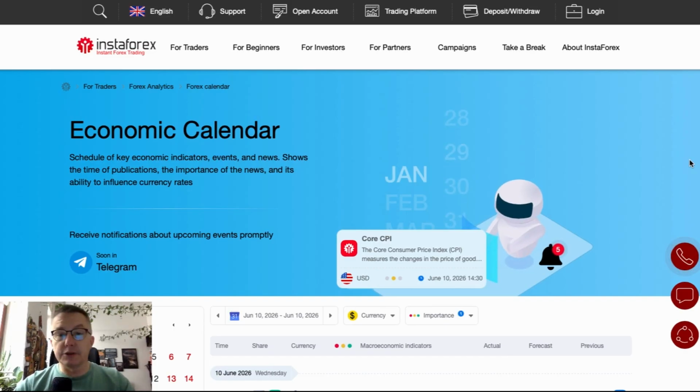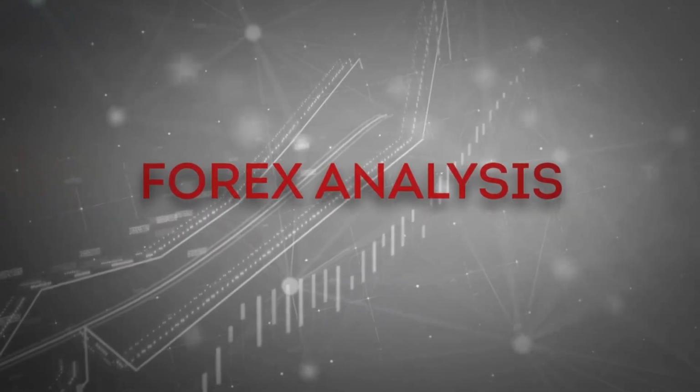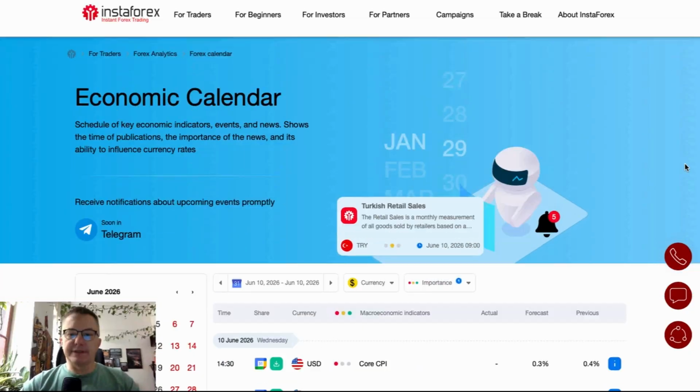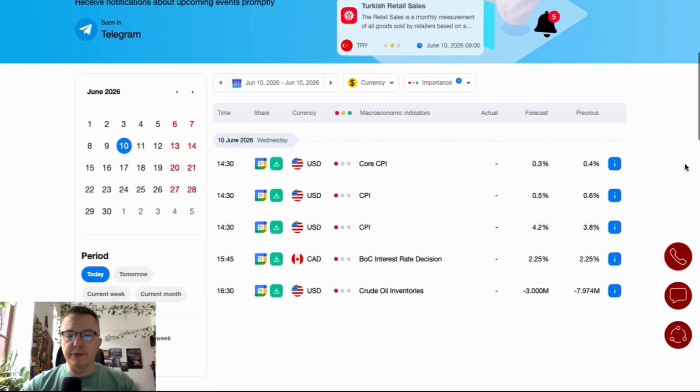Let's take a look. What do we have on the economic calendar for today? As you can see, the economic calendar for today is quite full with very important data releases, but most of them are during the US session. So we start with the core CPI and CPI data from the USA.